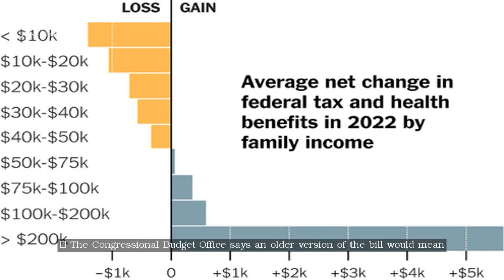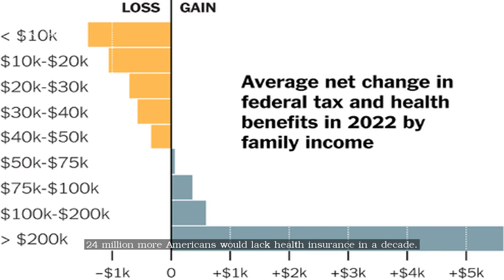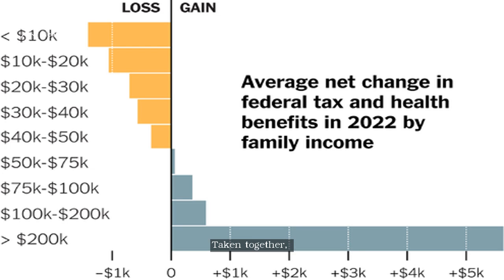The Congressional Budget Office says an older version of the bill would mean 24 million more Americans would lack health insurance in a decade. In addition to the insurance changes, the bill would also make big tax cuts, particularly on income from investments. Taken together, the bill would redistribute resources from the poor to the rich. Those shifts can be summarized in a simple chart.